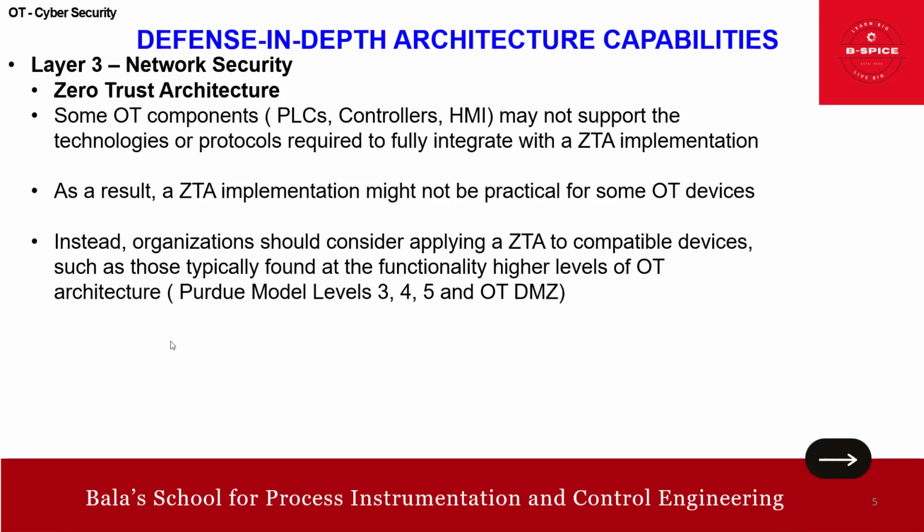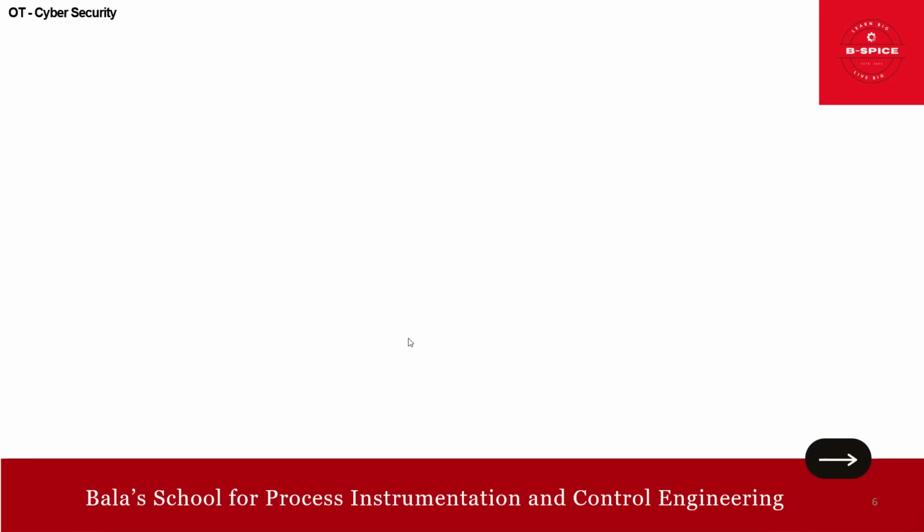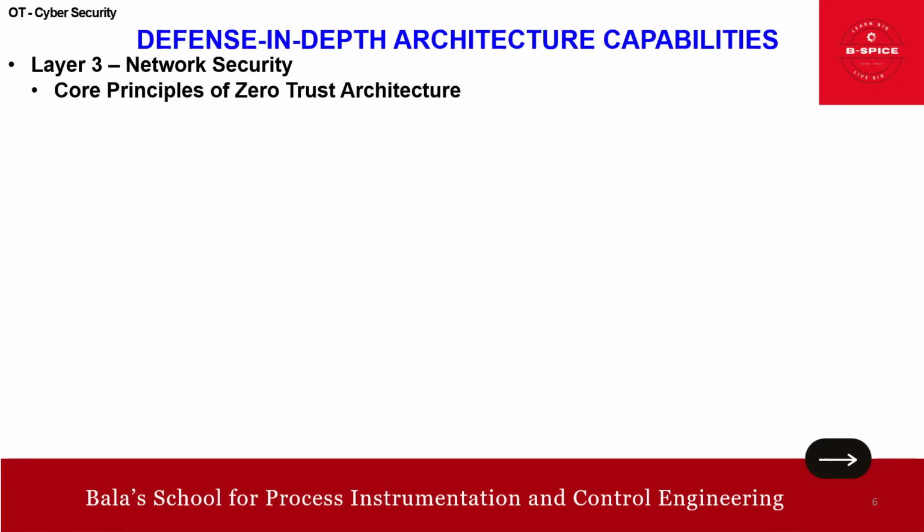So we can do that ZTA on this particular Purdue model level 3, 4, 5, and OT DMC. So that is the point. Okay, right. So now let's talk about the core principles of zero trust architecture. What is the principle behind this?